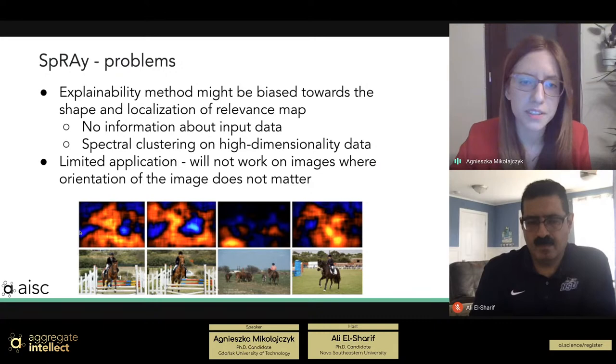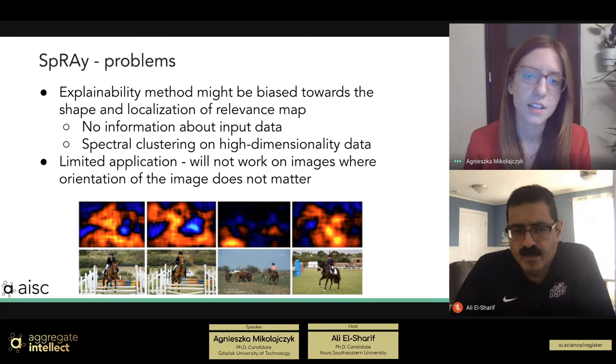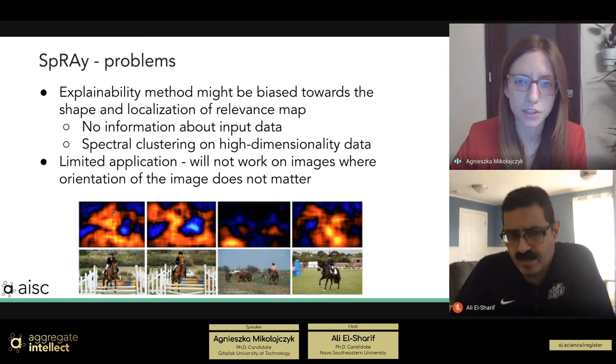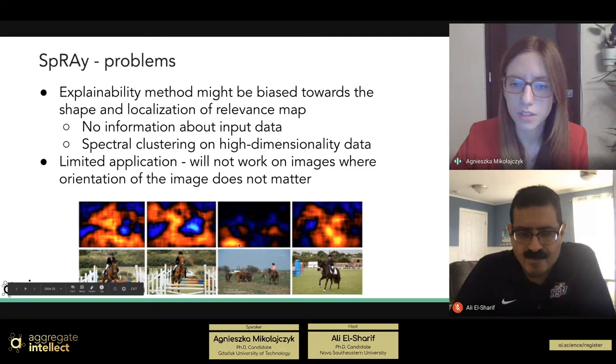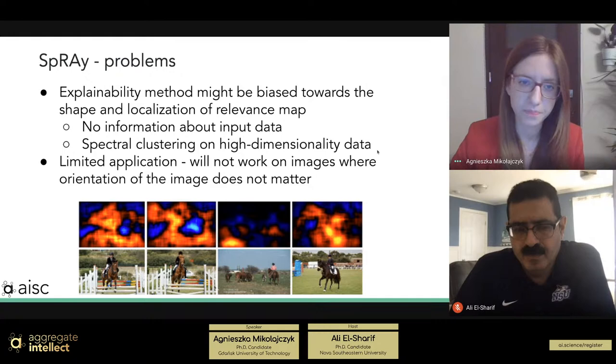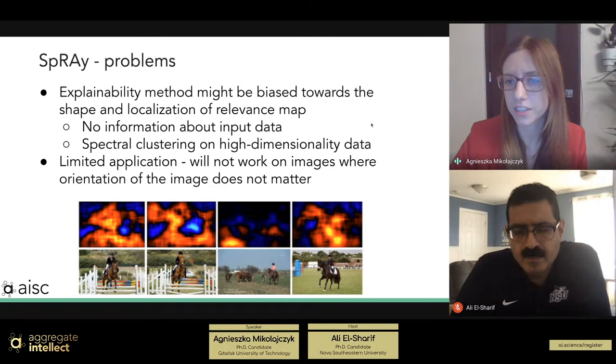It will probably not work on images where the orientation of the image does not matter. So for instance, in our dataset, where we classify skin lesions. In skin lesions, the orientation of the image does not matter. This explainability method might be biased towards the shape or localization of the relevance map. So it's easy to detect with this method a source tag, which is always in the same place in the image, but it probably couldn't recognize it if it were randomly placed on the image, because it has no information about input data. Also, spectral clustering in their method is run on high dimensionality data, and clustering methods usually do not work well with high dimensionality data.